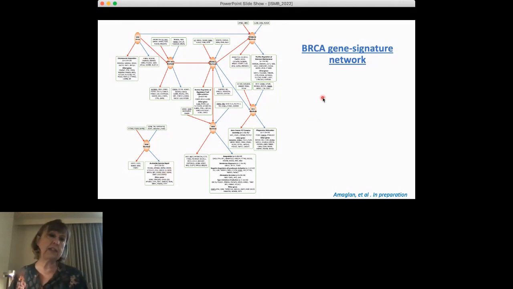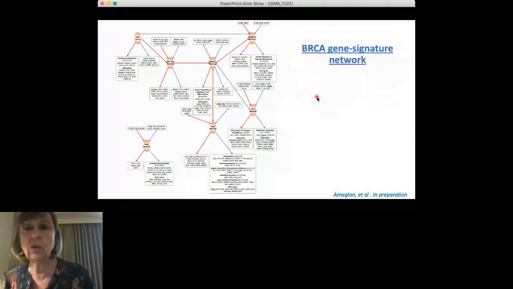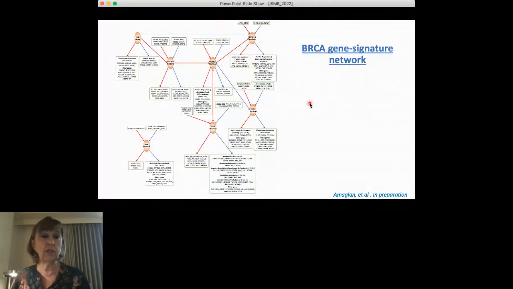So indeed, by sparsification of the network using the network-based approach, we have been able to dive much deeper into understanding which signatures are associated with which processes, molecular processes, in breast cancer. We repeated this analysis for other cancers, but I am not going to discuss it further.